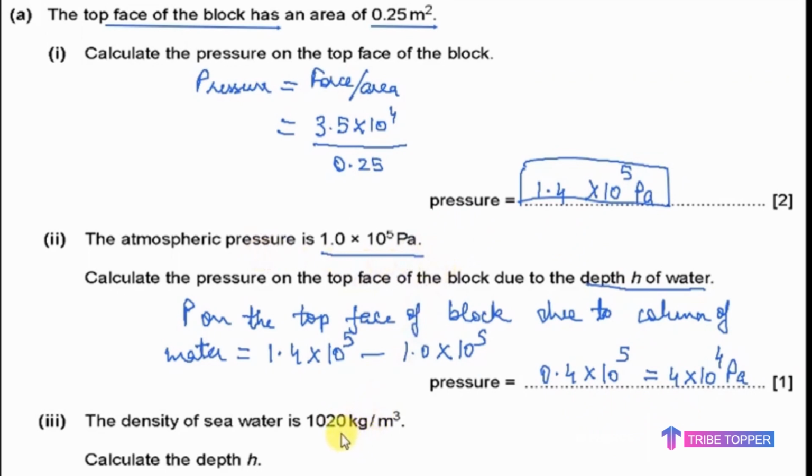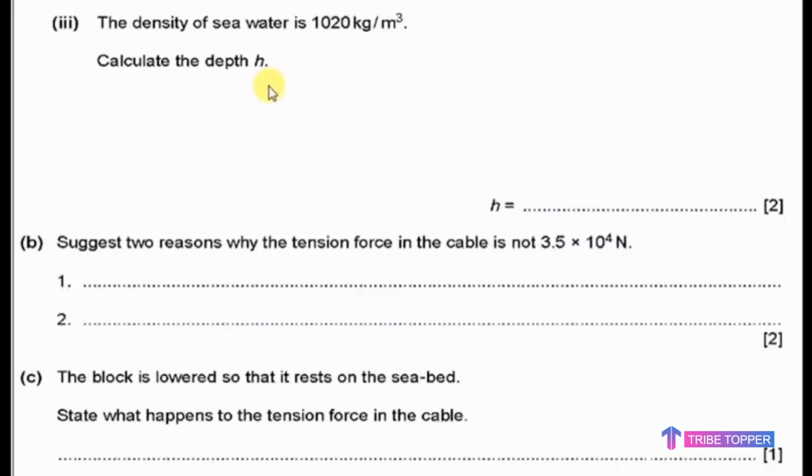Further, they say the density of seawater is 1020 kg per meter cube. So calculate the depth. Here we use the formula for the pressure exerted by liquid column of height h or depth h. So P is equal to h, the depth of the liquid column, times rho, the density of the liquid, times g, the acceleration due to gravity. Now we just calculated P in the previous part, which is 4 times 10 to the power 4 Pascal. So just plug in the correct values now.